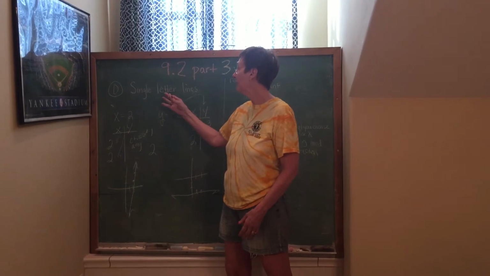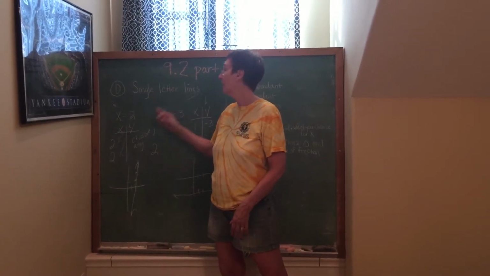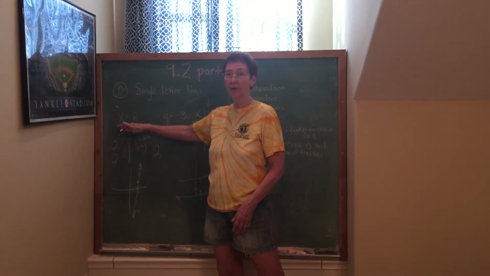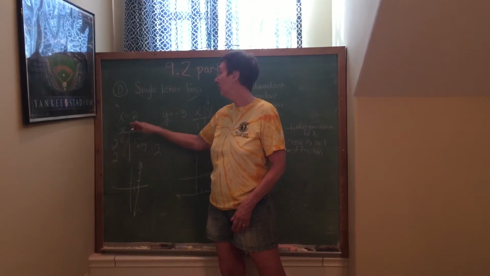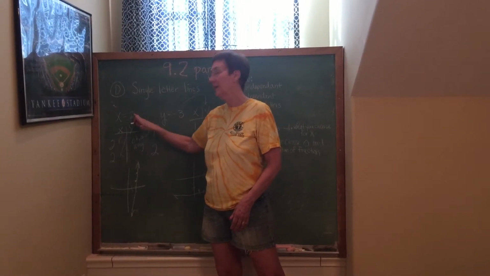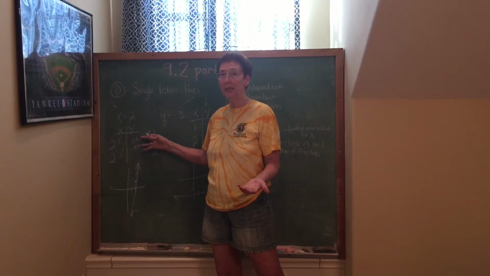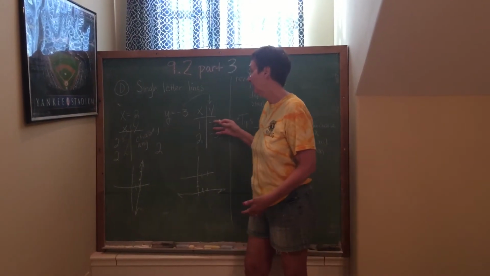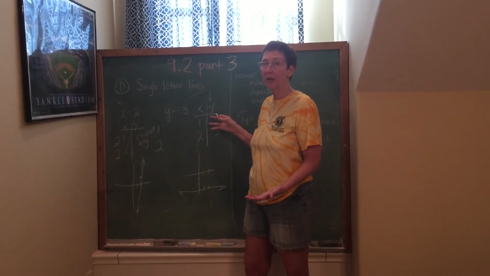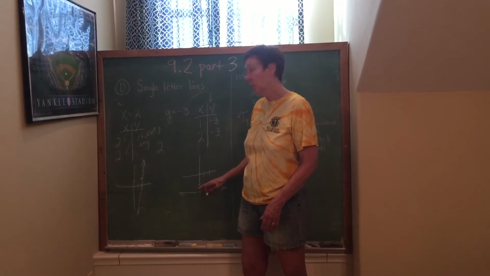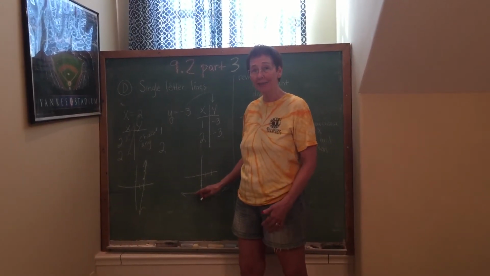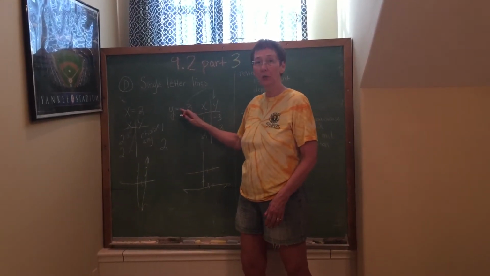So straight lines are single letter lines. They only have one letter in them. When you do your table, whatever letter they give you stays whatever number it is, and then you can pick anything you want for the other letter. You can be boring and choose 1 and 2 every time. And it will be a straight line that crosses the axis that is mentioned in your equation.